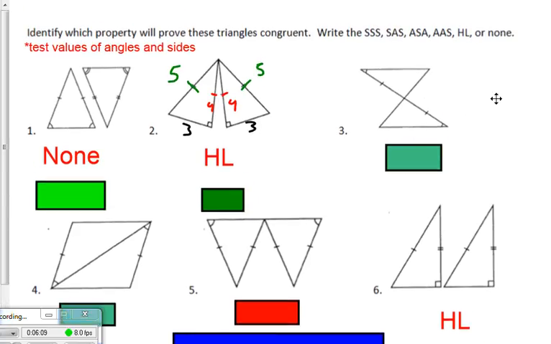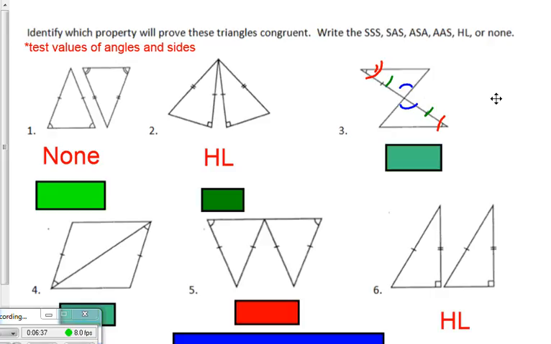Looking at number 3 here. Now, they haven't given us all of the information, or at least they haven't drawn it all on there. We can see this angle congruent to this angle. We can see that this side is congruent to this side. Now what they haven't drawn on here, some more information that we know, is that this angle is congruent to this angle. How do we know that? Well, those are vertical angles, so they have to be congruent.